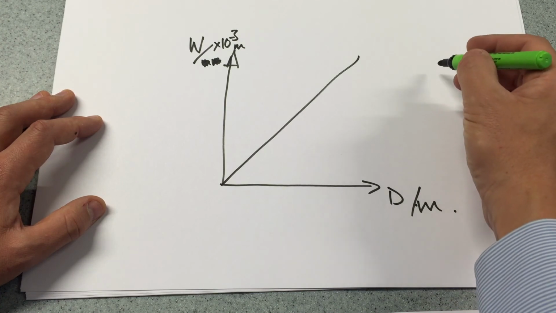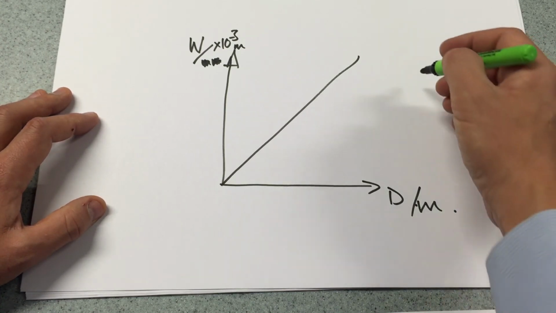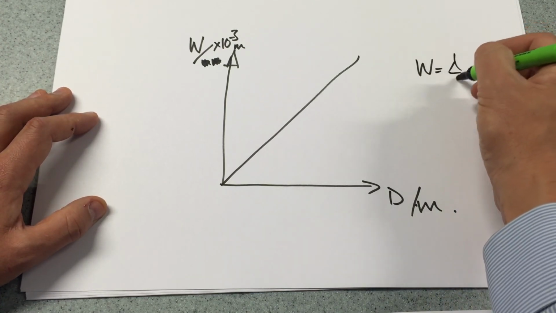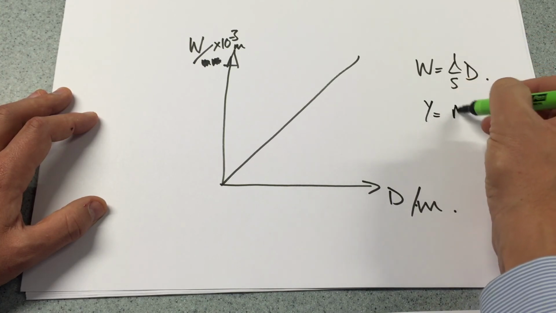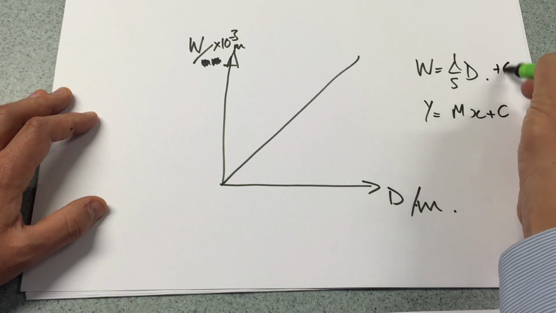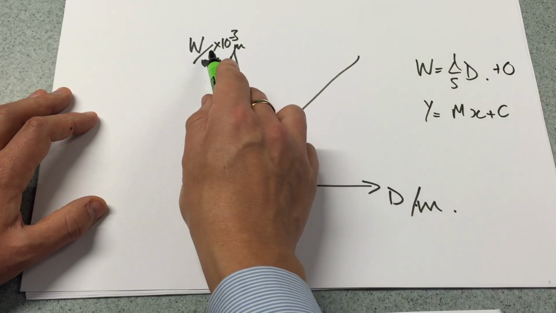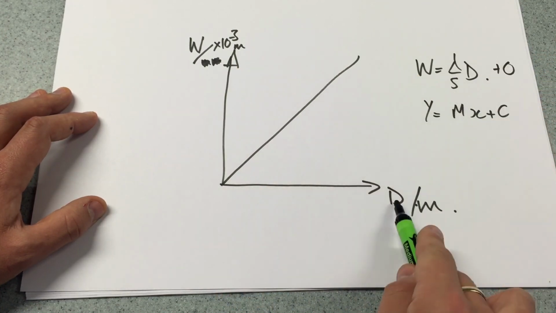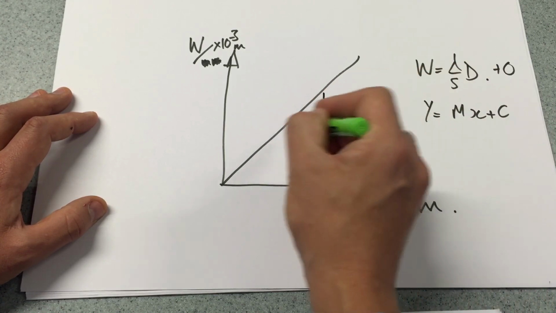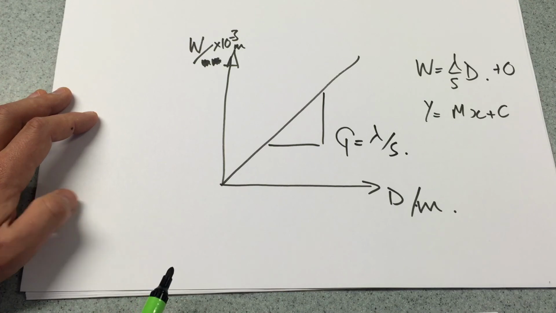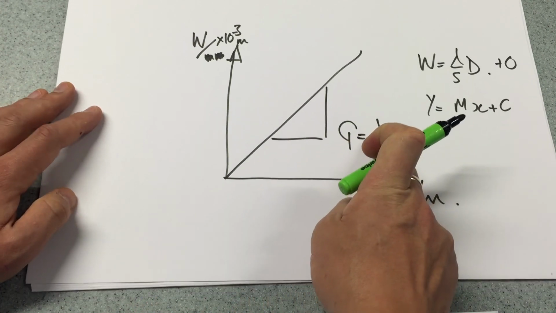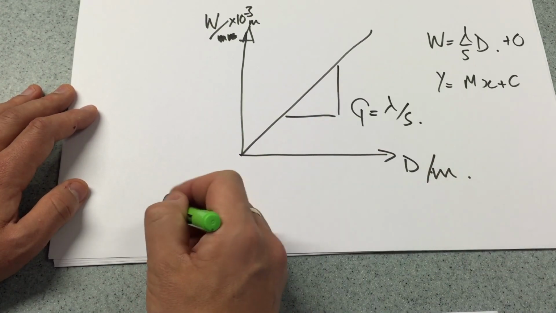If we are happy that the equation is w = λD/s, then y = mx + c. What you've got is y plotted there, x plotted here, so therefore the gradient should equal λ/s. So if you work out the gradient, you will be able to work out the wavelength.